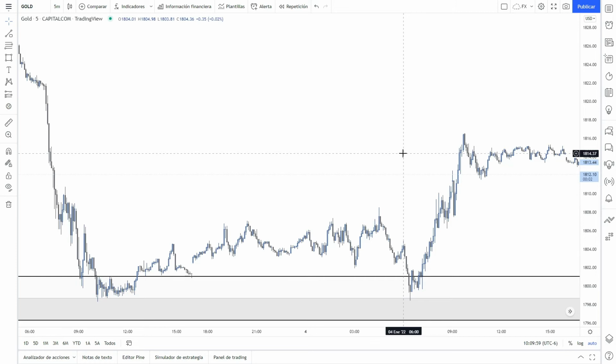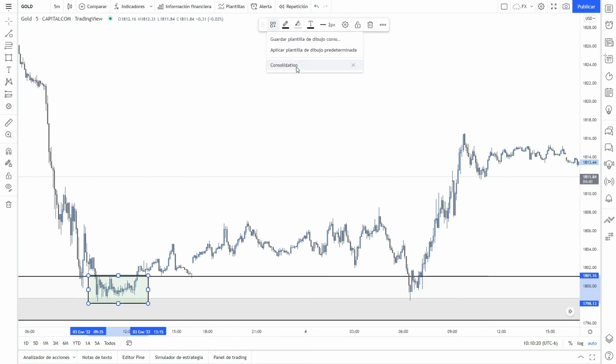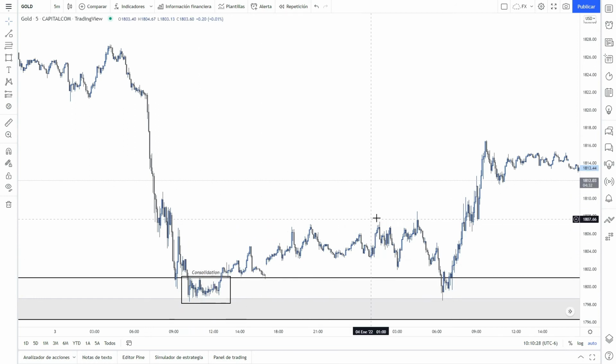You need to train your eye. You need to work on this. You need to do your chart work to start identifying this and seeing this more often. But if you see, here we have our consolidation. We have an expansion. This is an expansion. Then we have the retracement.